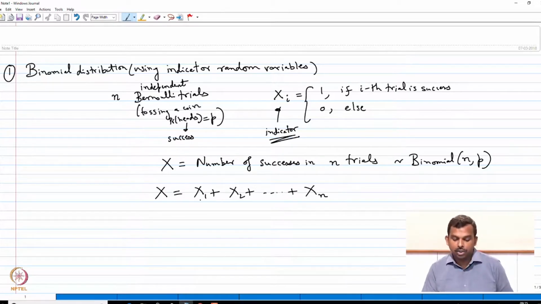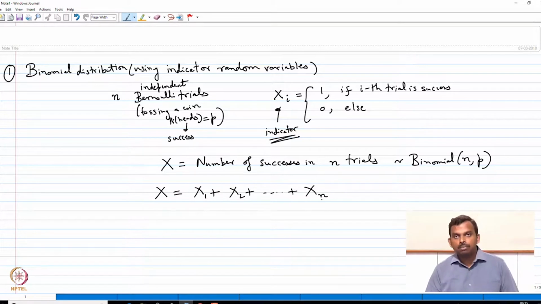You can see clearly, right? X1 is 0 means it was not a success. X1 is 1 means it was a success. So every time you have a 1 in the sum, it indicates a success in that trial. So you add up all these random variables, you will get the number of successes. So the number of successes can also be written like this. It's a very simple idea.